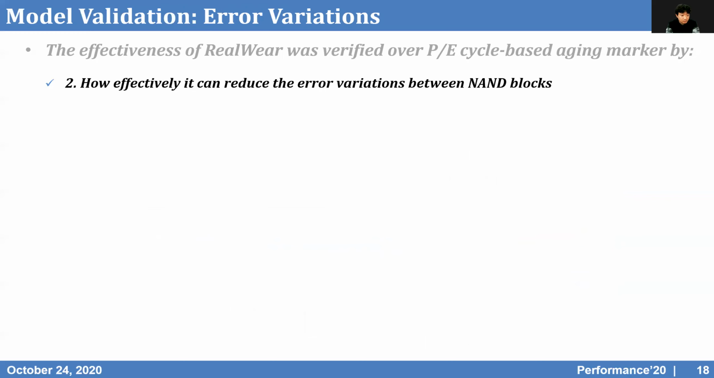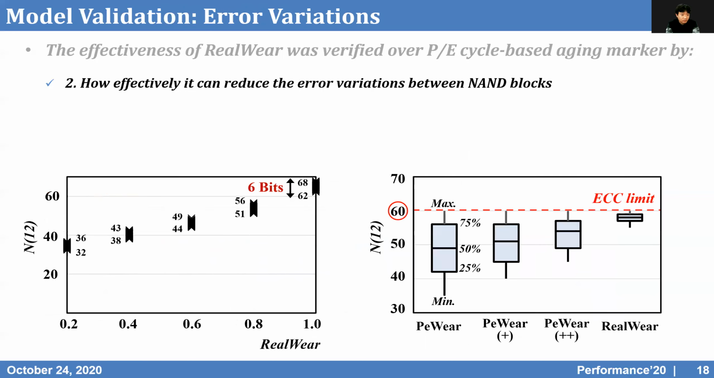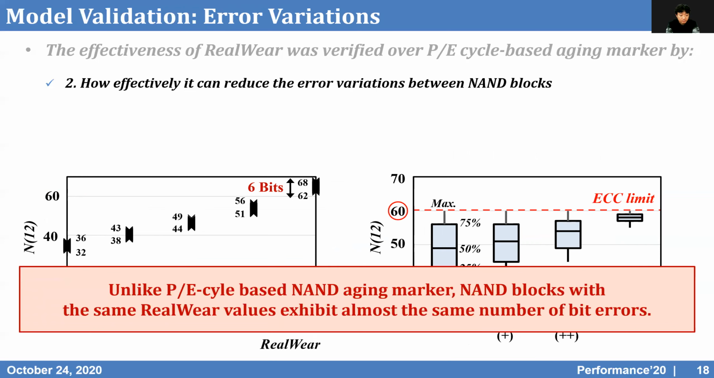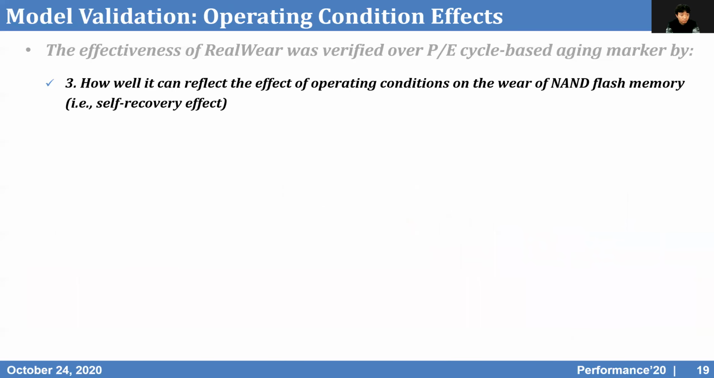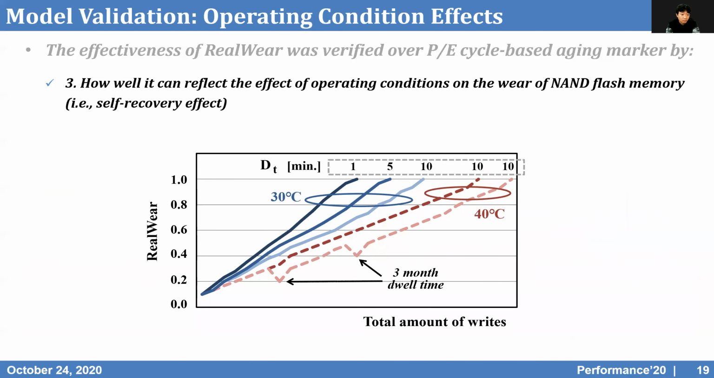Unlike P cycles, NAND blocks with the same RealWear values exhibit almost the same number of bit errors. Furthermore, unlike P cycles, RealWear properly reflects the impact of I/O workload and temperature variation on the wear of NAND blocks.